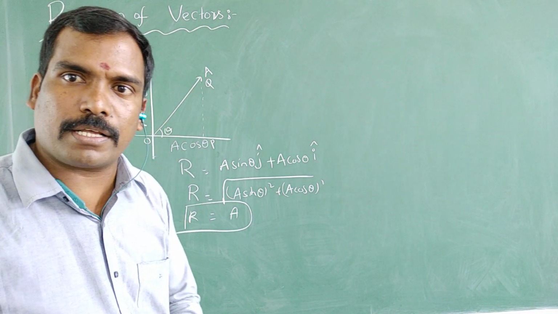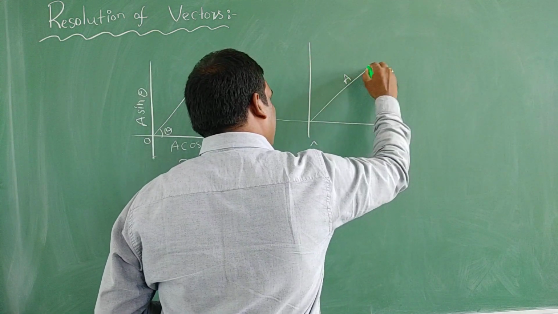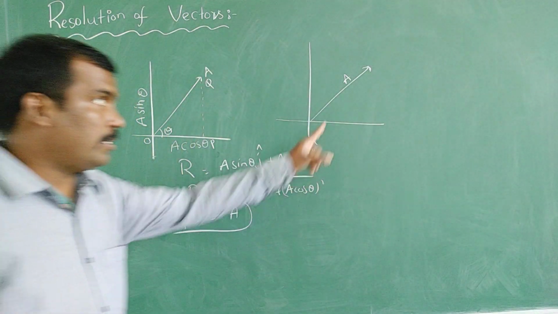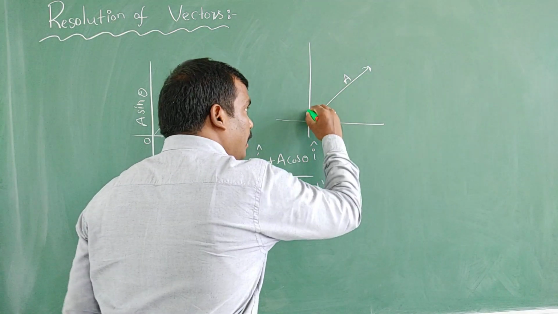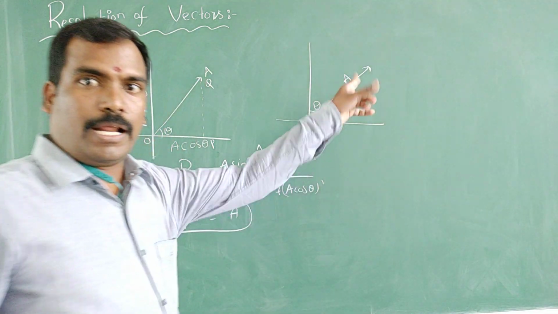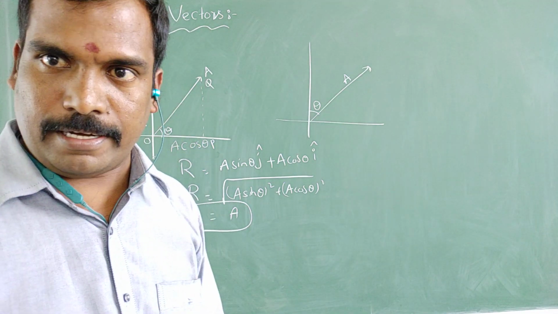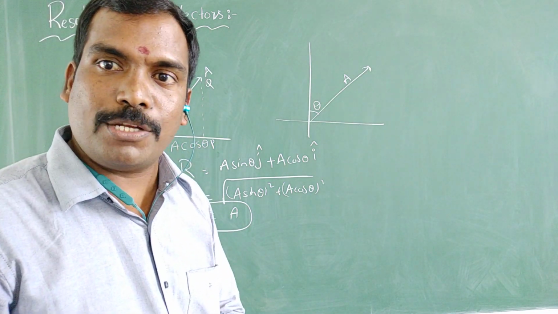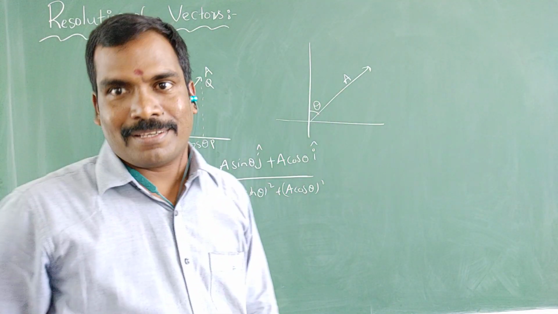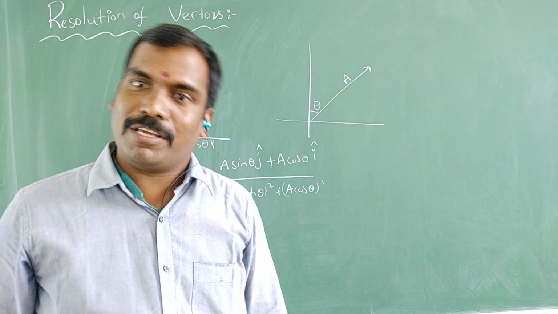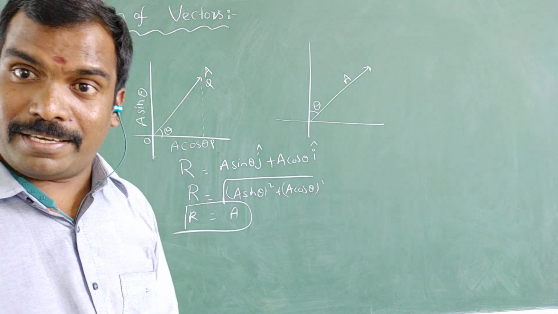Similarly, consider the same diagram, where students get confused. Suppose this is the A vector in this plane, in a rectangular coordinate system, but the angle theta is now given at a different place. I want to write vector A into two components. Students obviously make a mistake here: they write A cos theta here and A sin theta there. Even those who are good in the subject and preparing for NEET and JEE make this mistake.